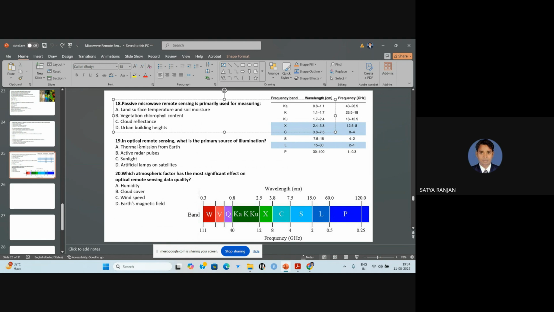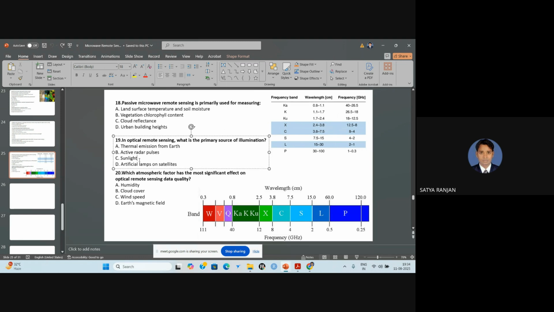Then in optical remote sensing, optical means the blue, green, red, infrared region. What is the primary source of illumination? The primary source is sunlight. So in optical we use sunlight information. Sunlight is reflected back to the sensor, and this reflected information is used to create an image.